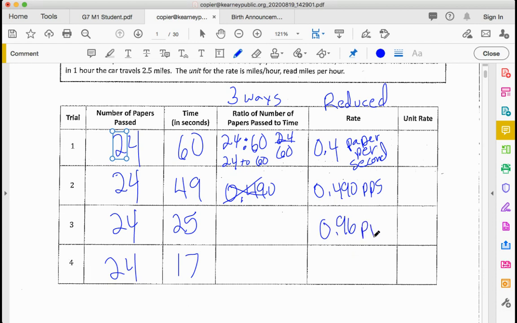And that would be papers per second. What if it took us 24 seconds to hand out the papers? That would be 1. Yeah, it would have been 1 paper per second is what it took us. Okay? All right, now let's look at this last one.